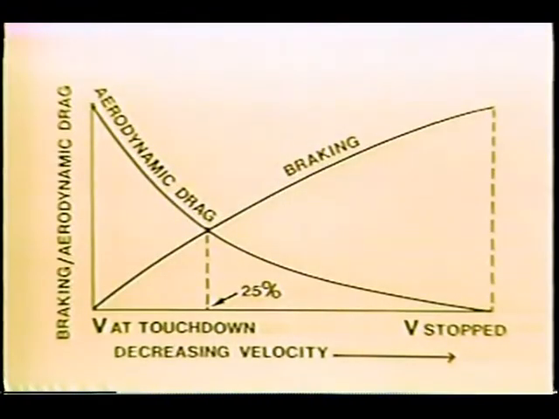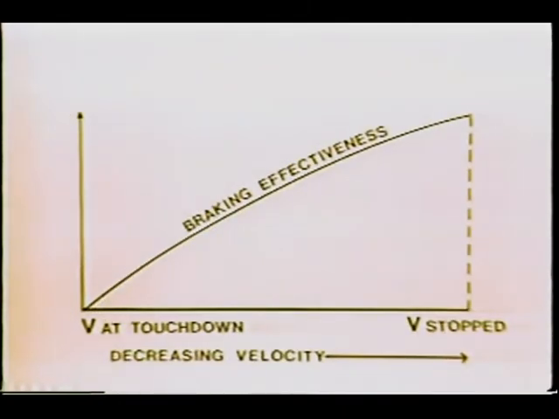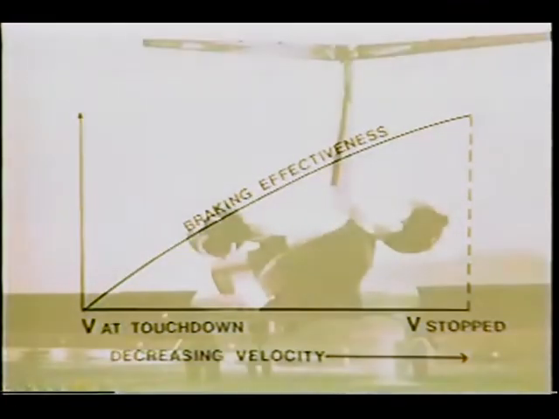As a matter of fact, if you look at this graph, you can see that aerodynamic drag is the biggest single factor in slowing the aircraft during the first quarter of the speed decay. You can also see that brakes become increasingly effective as airspeed and lift decrease. There are 2 ways to increase braking effectiveness on landing rollout.